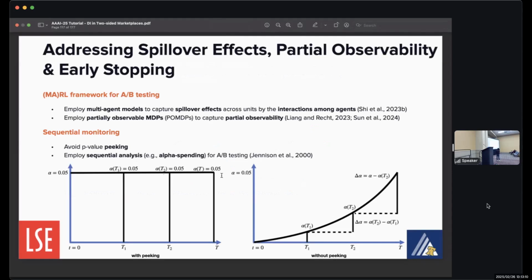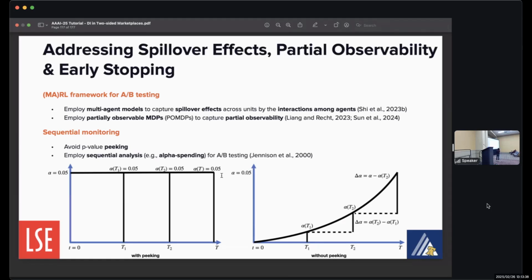And to handle the second challenge, which is about partial observability, instead of using MDPs, you can also use partially observable MDPs, or POMDPs, in reinforcement learning to address the second challenge. And again, there have already been a few papers that use these models for A/B testing.